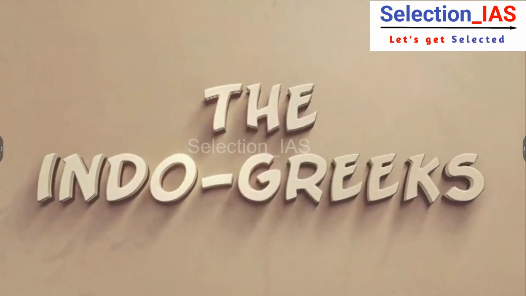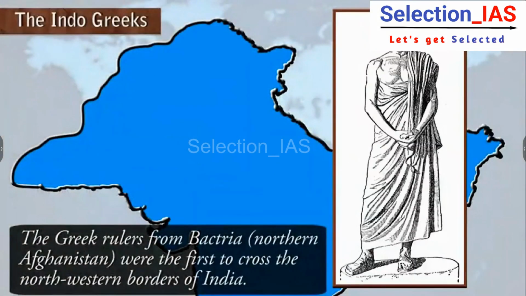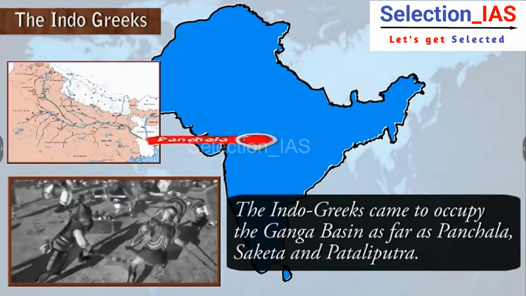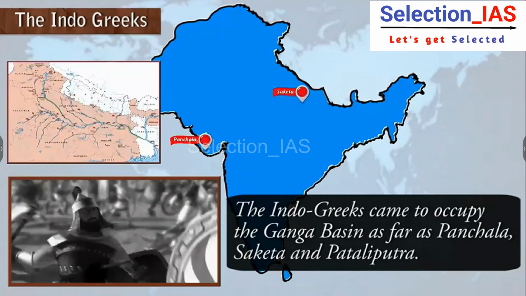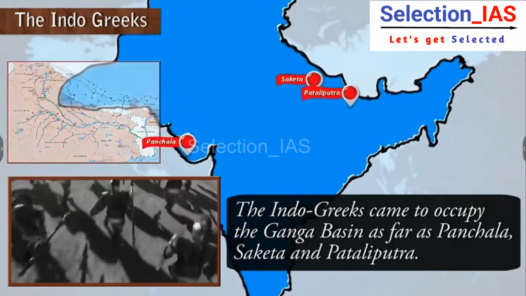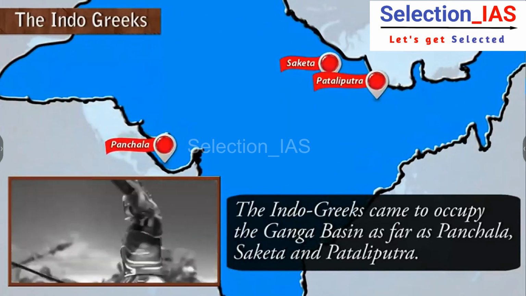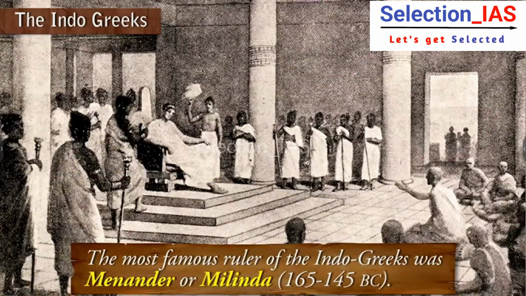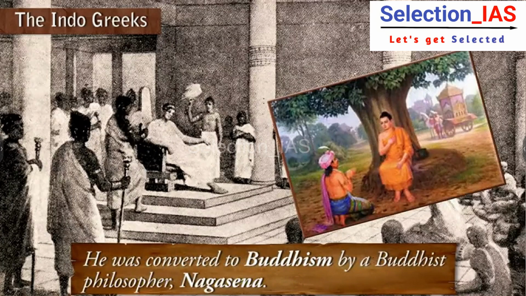The Indo Greeks. The Greek rulers from Bactria or northern Afghanistan were the first to cross the northwest borders of India. Gradually, the Indo Greeks came to occupy the Ganga basin as far as Panchala, Saketa, and Pataliputra. The most famous ruler of the Indo Greeks was Menander or Milinda between 165 to 145 BC. He was converted to Buddhism by a Buddhist philosopher, Nagasena.